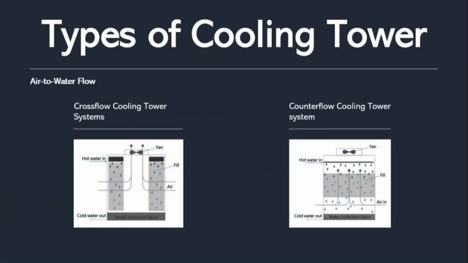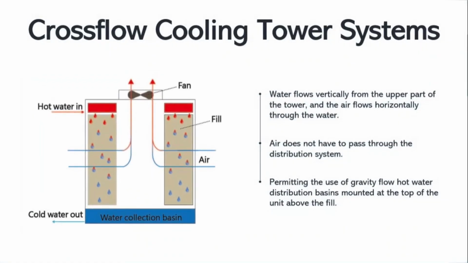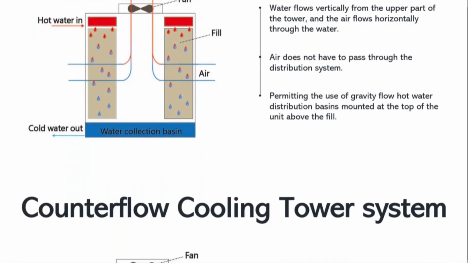Next, we will look at the types of cooling tower. For air to water flow, in cross-flow cooling tower systems, water flows vertically from the upper part of the tower and the air flows horizontally through the water. The air does not have to pass through the distribution system, permitting the use of gravity flow hot water distribution basins mounted at the top of the unit above the fill.